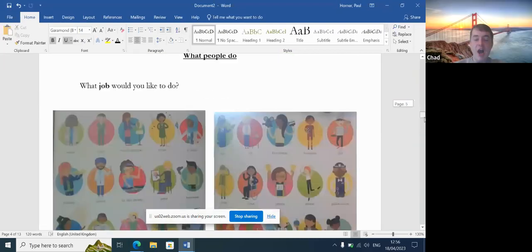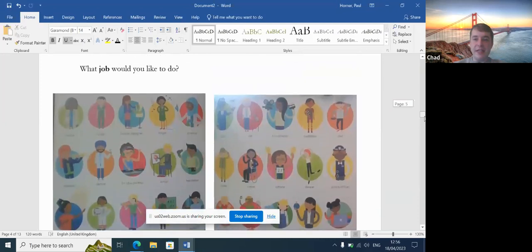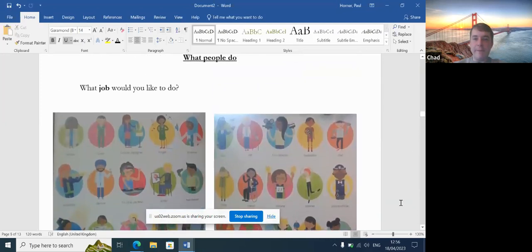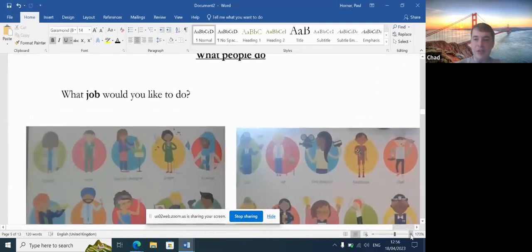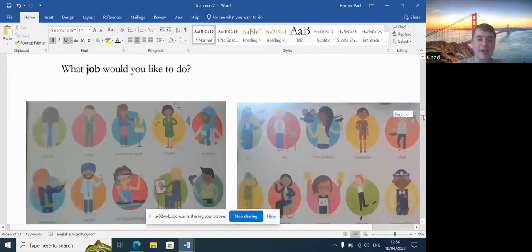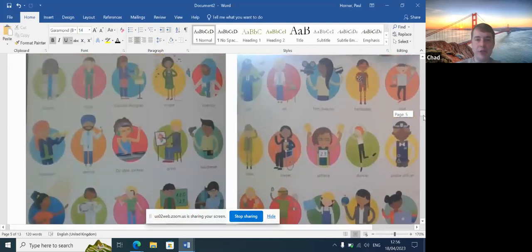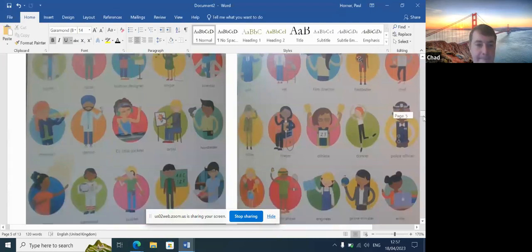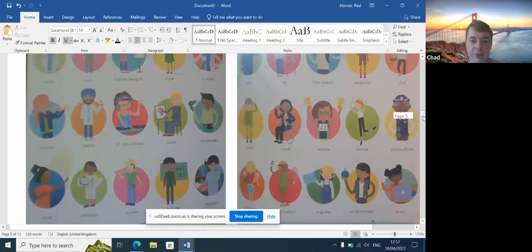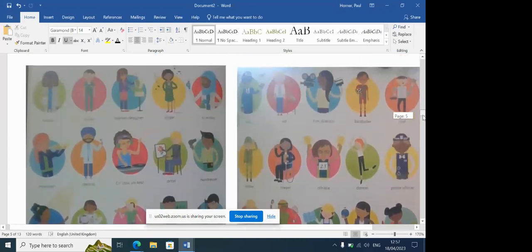Okay. All right. So this next activity, students, we're going to look at what people do. So let me zoom in. I'll call them out. Okay, these are different job roles. So we've got a doctor, a nurse, fashion designer, singer, scientist, musician, dentist, a DJ, which is a disc jockey, an artist, a hairdresser. We've got an actor, an astronaut, builder, teacher, or librarian.